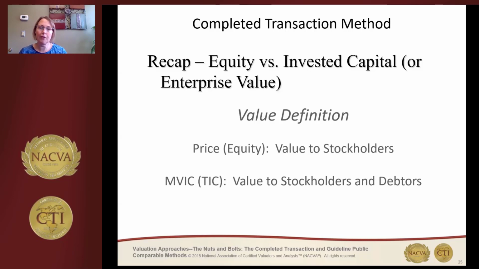So what's our value definition? Price and equity is the value to the stockholders. Market value of invested capital, or tangible invested capital, is the value to the stockholders and debtors, the value to both of them. What would the debtors get when they walk away? What do the stockholders get when they walk away? When we're looking at equity, we're looking at just what the stockholders get when they walk away.